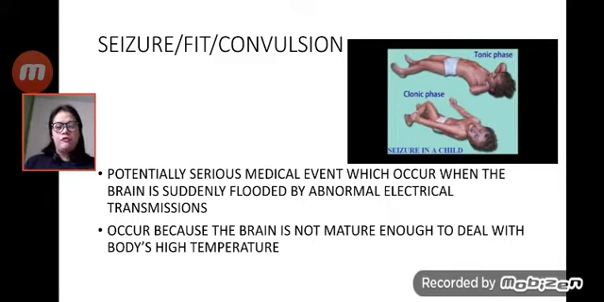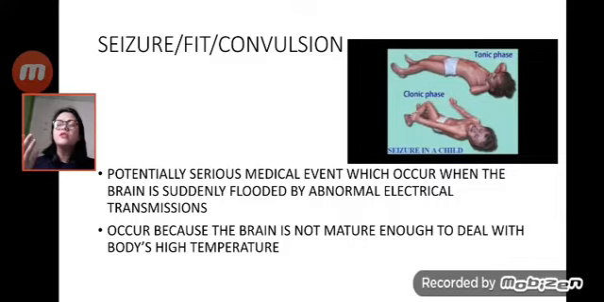Okay, then another topic for today is the seizure, or the fit, or the convulsion. This is a potentially serious medical event which occurs when the brain is suddenly flooded by abnormal electrical transmissions. The common seizure that we encounter in an infant is of course the febrile seizure, which occurs because the brain is not mature enough to deal with the body's high temperature.